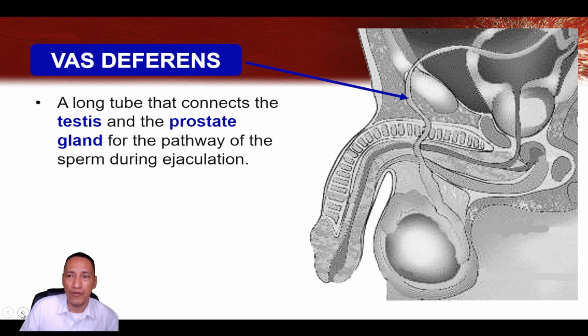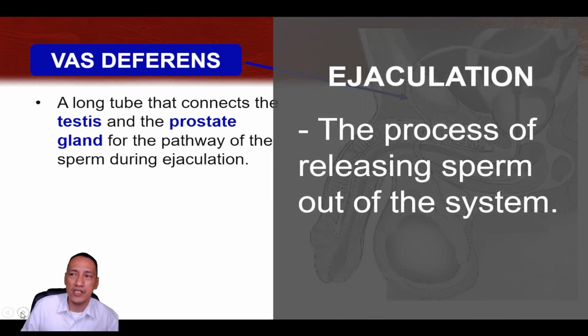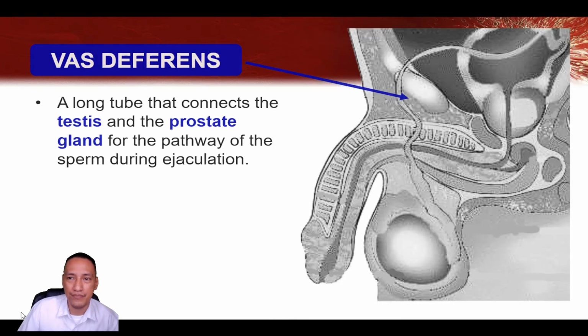So, sabi niya dito, for the pathway of the sperm during ejaculation. Ano ba ibig sabihin ng ejaculation? Ejaculation is the process of releasing sperm out of the system. So pag meron nang sperm cells na mature na sa testes, ilalabas ito, dadaan sa ibang parts ng reproductive system ng lalaki. At pag lumabas na siya sa lalaki mismo, sa penis, ang tawag dun sa pangyayaring yon ay ejaculation. Lumabas yung sperm cell dun sa katawan ng lalaki.